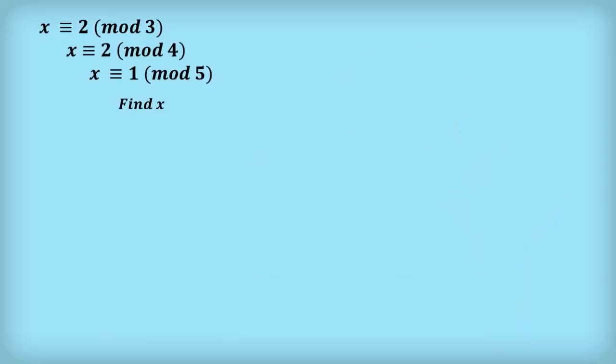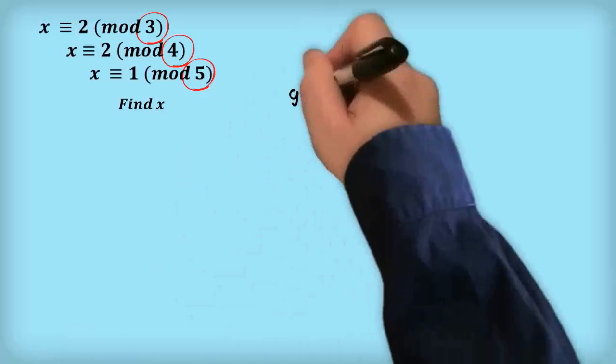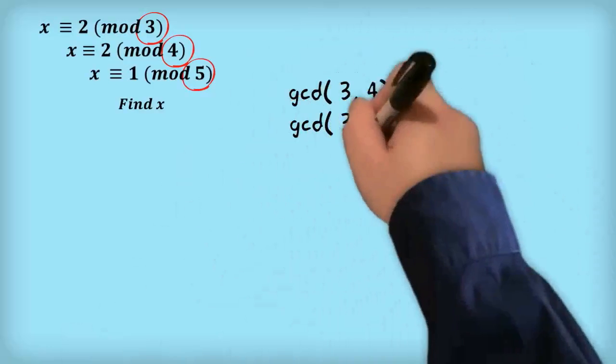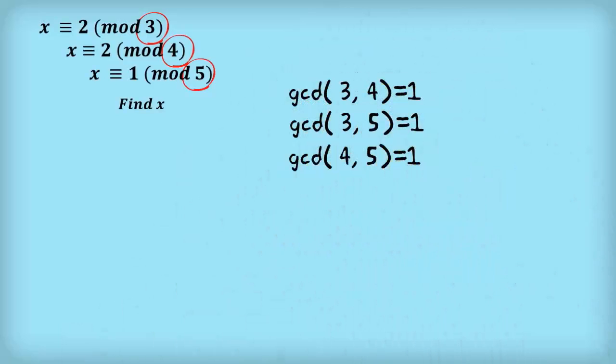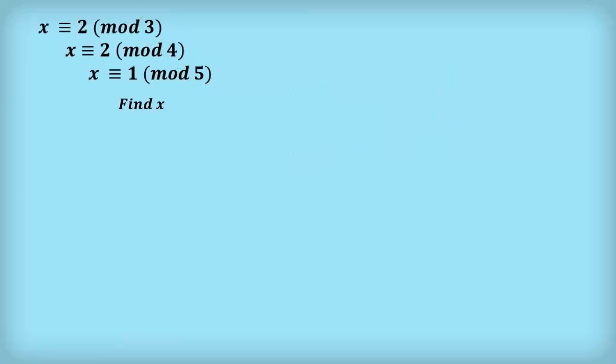Now, to use the Chinese remainder theorem, we first need to check that every pair of moduli have a GCD of 1. So let's do that. The GCD of 3 and 4 is 1. The GCD of 3 and 5 is 1, and the GCD of 4 and 5 certainly equals 1. So we can use the Chinese remainder theorem to find X.